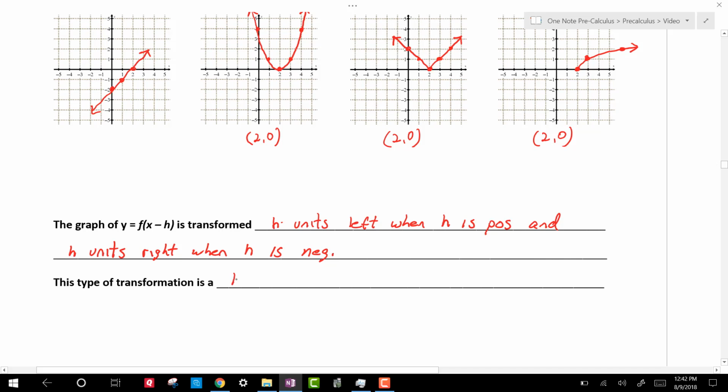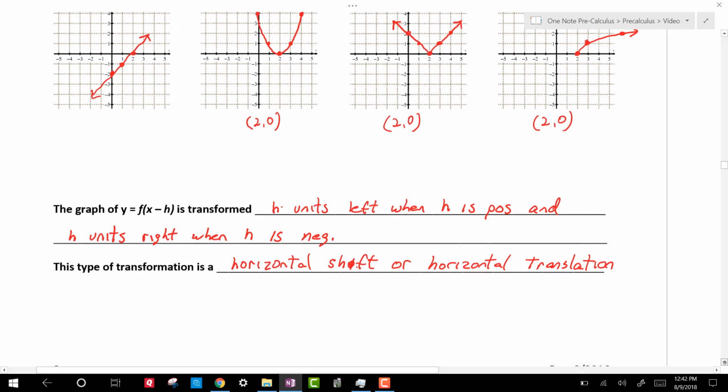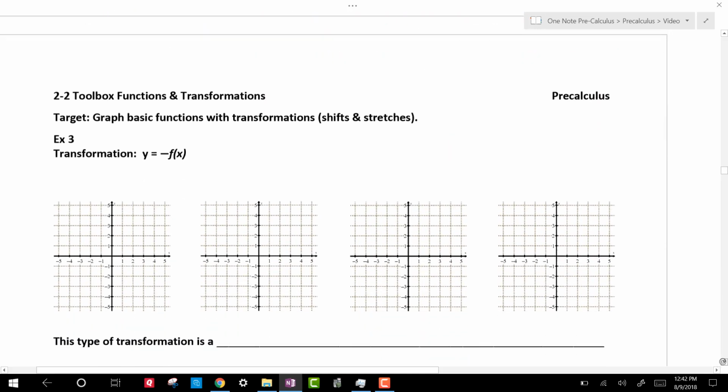This type of transformation is a horizontal shift, or horizontal translation. So I'm just going to say right and left. I don't really care about using the word horizontal. I just need to know that it goes to the right or to the left. All right, let's take a look at the next one here.